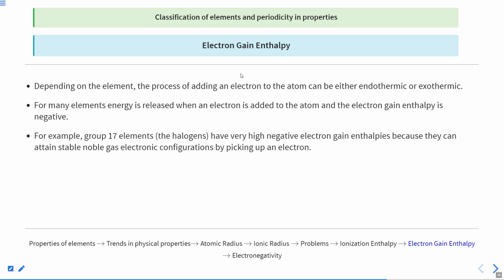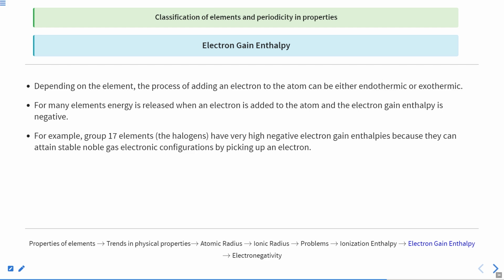In case of ionization enthalpy, it is always positive because we have to apply some force to take the electron out. But in case of addition of electron, it may be endothermic or it may be exothermic, depending upon the element that we are talking about. For example, the halogens have very negative electron gain enthalpy, meaning a high amount of energy is released because of the gain of noble gas configuration. Clear?